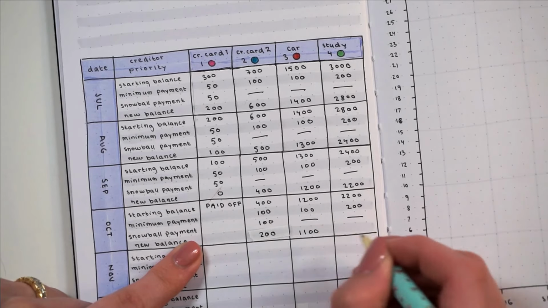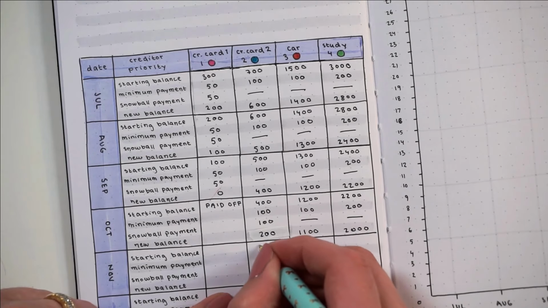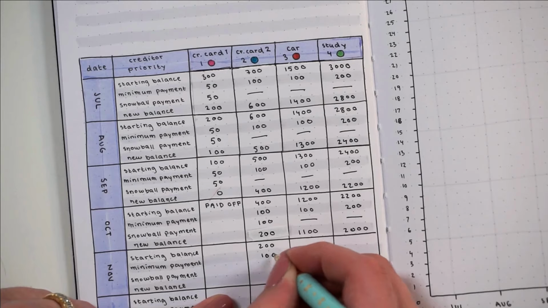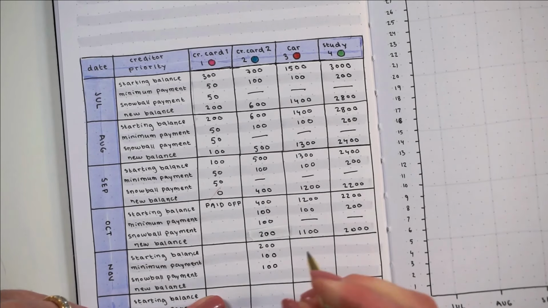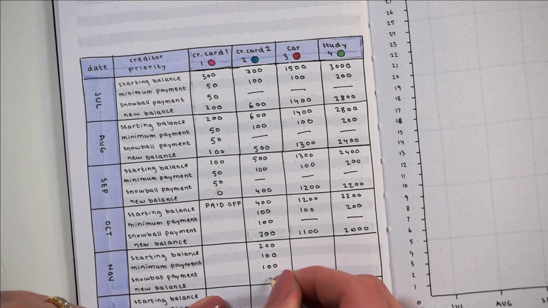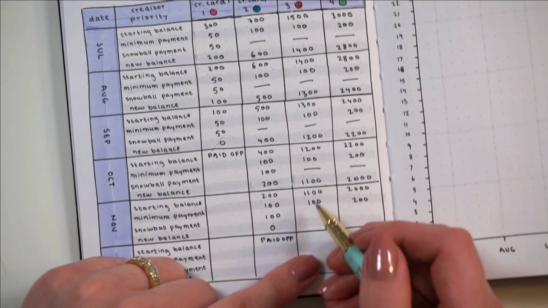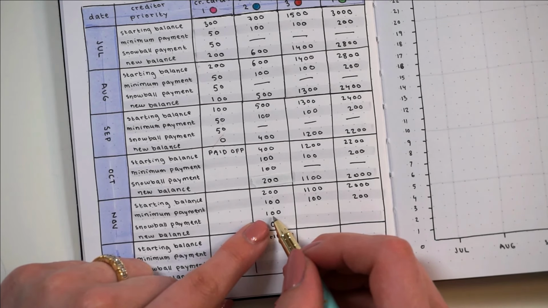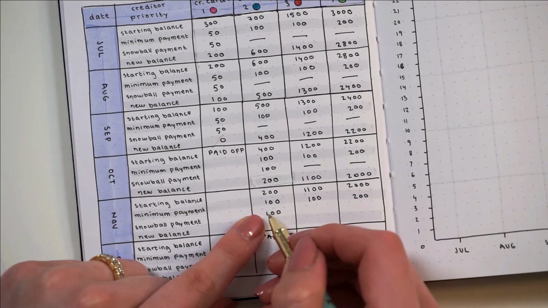So we have 1,100 left there, we have 2,000 left there, and on this next one we have 200 left. The minimum payment is 100 and the snowball payment is now 100, which means that the new balance is 0 and this one is also paid off. So this new snowball payment would be again the previous snowball payment plus the minimum payment that you paid on the last loan.